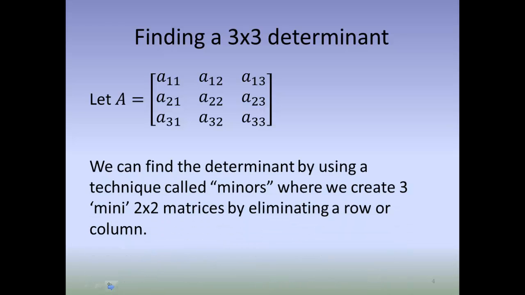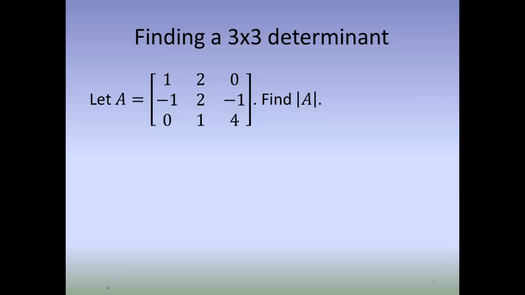And we do this using a technique called minors, where we're going to create some 2 by 2 matrices by eliminating a row or a column. So we can create a minor by, say, eliminating a row and a column here. Say I pick all the ones with the 1s, and I've created a mini 2 by 2 matrix. Okay? It'll be easier to show you how it works on this example.